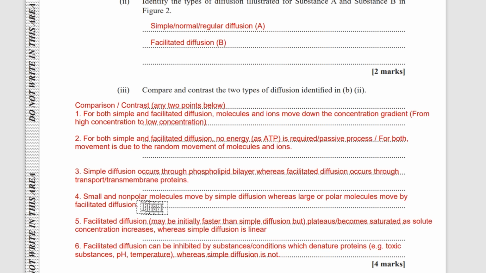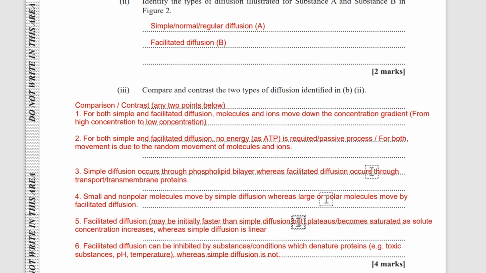4. Small and non-polar molecules move by simple diffusion. Larger and polar molecules move by facilitated diffusion. Same thing, the transport proteins help those larger ones to get across. The smaller ones could just move through the fence. Basically, they could move through the little gaps in the bilayer.